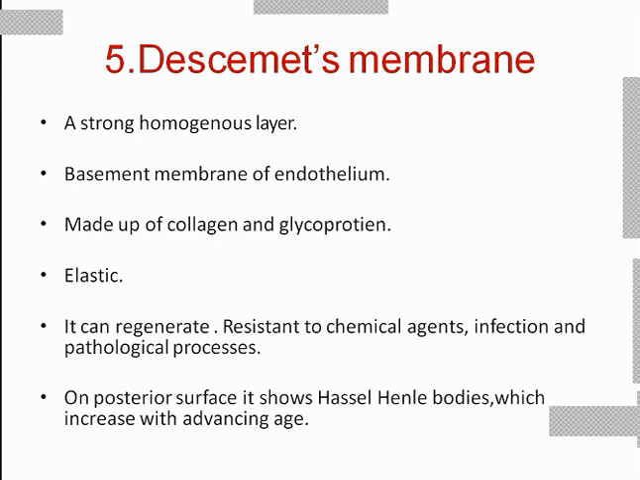So Descemet's membrane is the layer before the endothelium. It's a very strong homogeneous layer. The corneal epithelium, the Bowman's layer, the Descemet's layer, and the endothelium all maintain the integrity of the cornea so much that nothing passes into the stroma. They cause a lot of resistance to chemical agents, infection, and pathological processes.